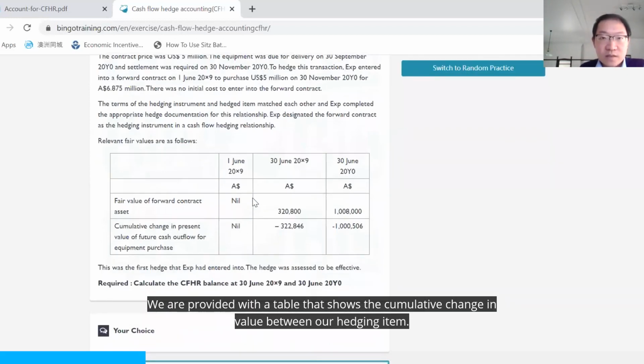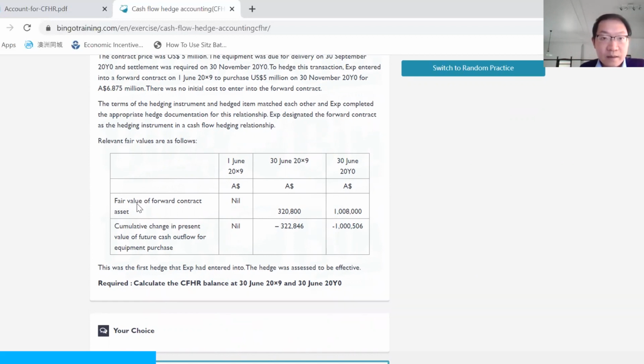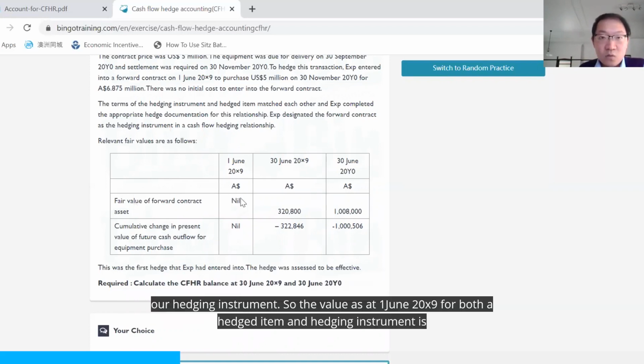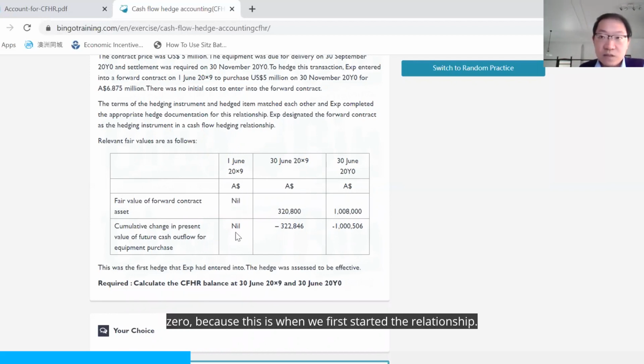We are provided with a table that shows the cumulative change in value between our hedged item and the hedging instrument. The change in the value of future cash outflows for the equipment is the item that we're trying to hedge. That's going to be the hedged item. And the value of the forward contract is going to be our hedging instrument. The values as at 1 June 20X9 for both the hedged item and the hedging instrument are 0, because this is when we first started the relationship.